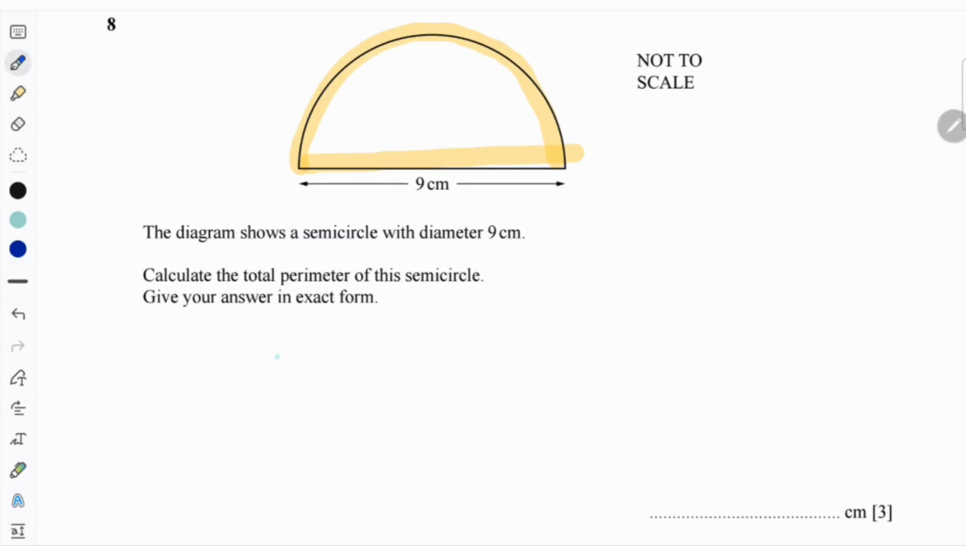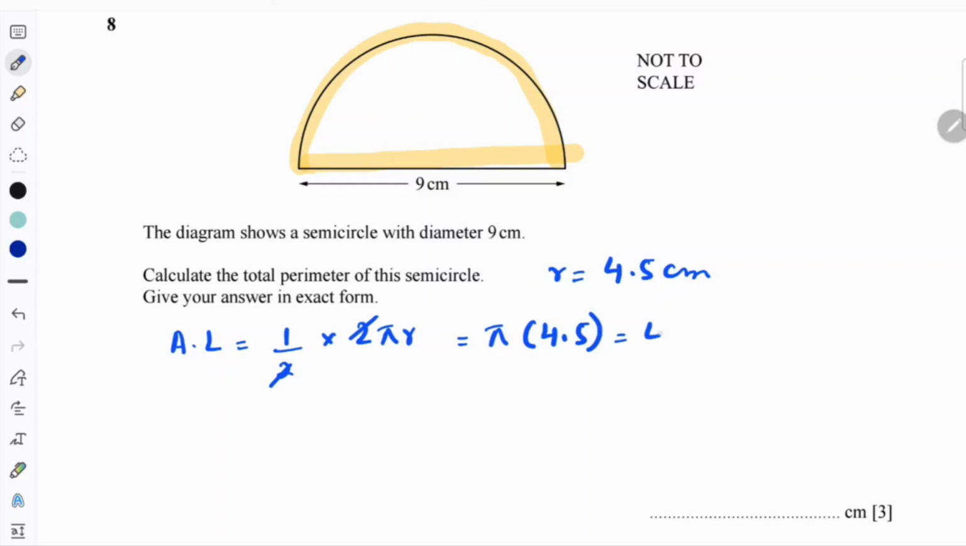In this question they are asking us to write our answer in exact form, and we are not using the calculator, remember. So the arc length for the full circle is 2 pi r. For this one, the arc length will be equal to half times 2 pi r. Cancel 2 and 2. The radius is equal to 9 over 2 or 4.5 centimeters. So that is pi times 4.5, 4.5 pi.